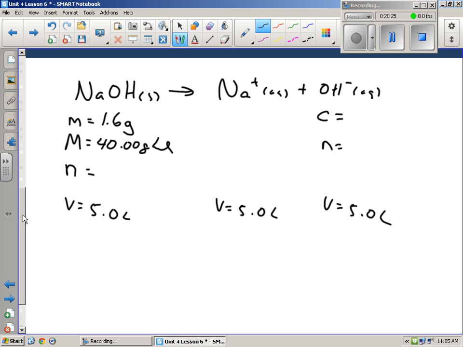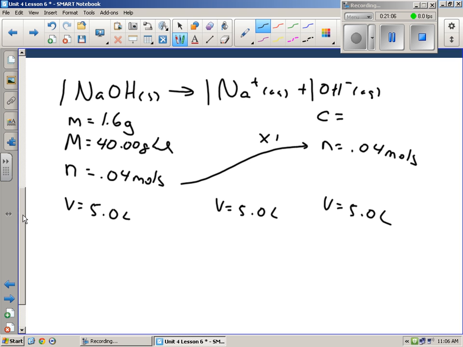And I'm going to find n. Okay? And I believe that worked out to be 0.04 moles. Yes? So, using those two there, it's going to work out to be 0.04 moles. If I know that, for example, 1 mole of this makes 1 mole and 1 mole, for every 1 sodium hydroxide, I get an equal amount of hydroxide. If I get 0.04 moles here, then it's going to be 0.04 moles there. Okay?